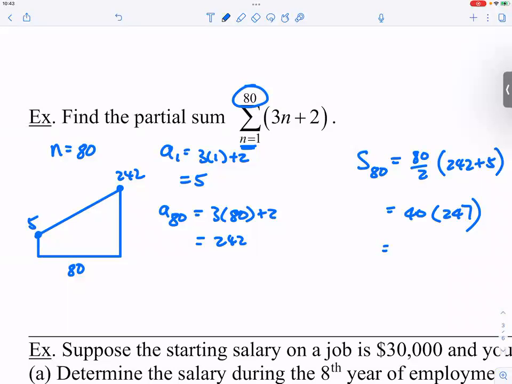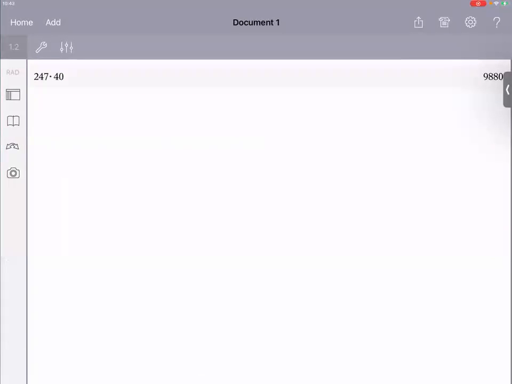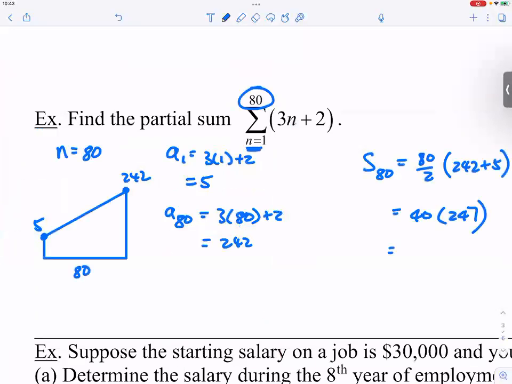All right, so 247 times 40, that's equal to 9,880. It's your total. So if you add up all the 80 terms together, that's a big number right there, which makes sense, right? If you are adding 3 for each individual term, and you have so many terms together, it should be a big number.